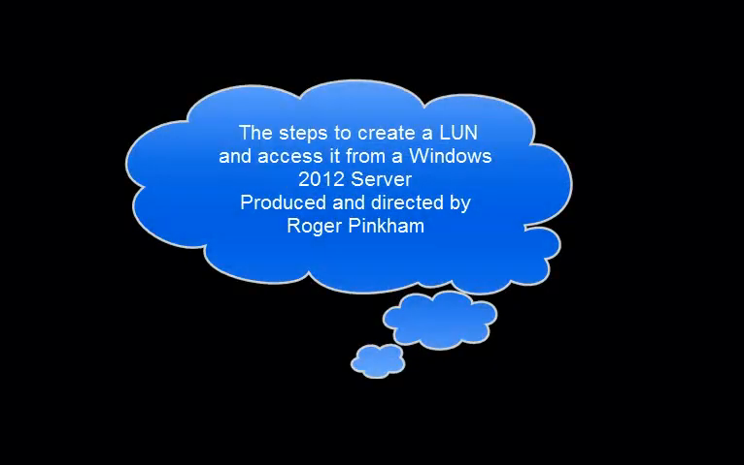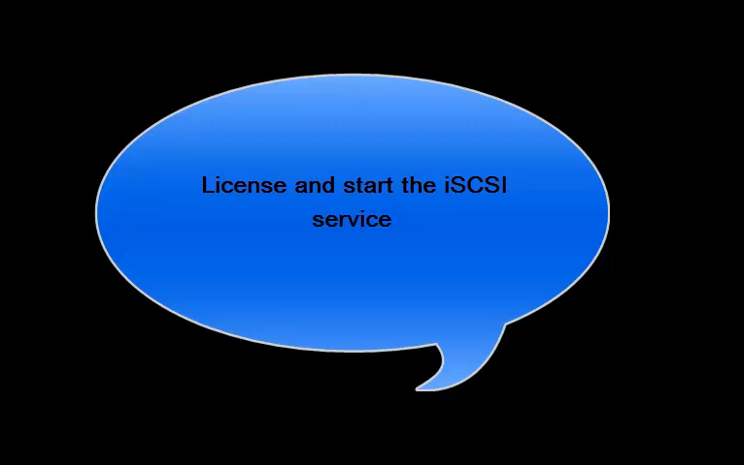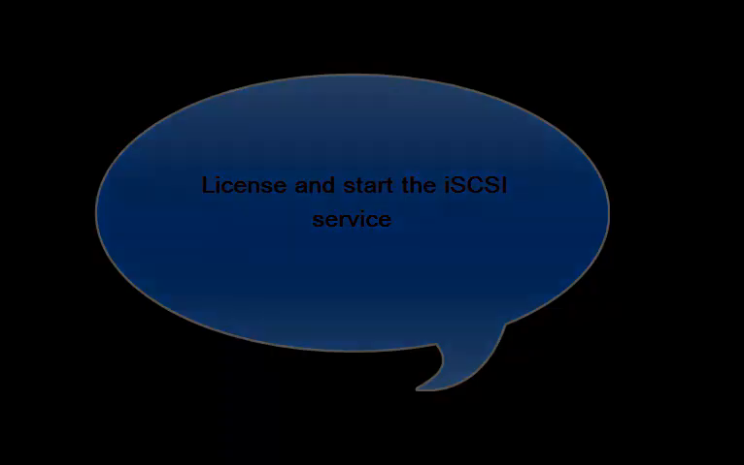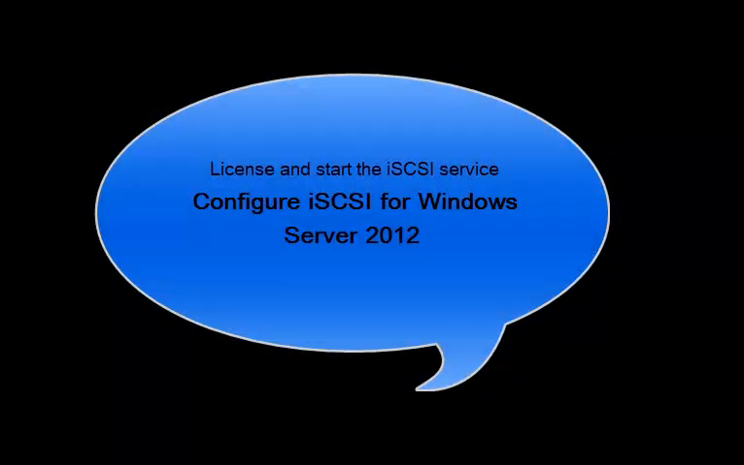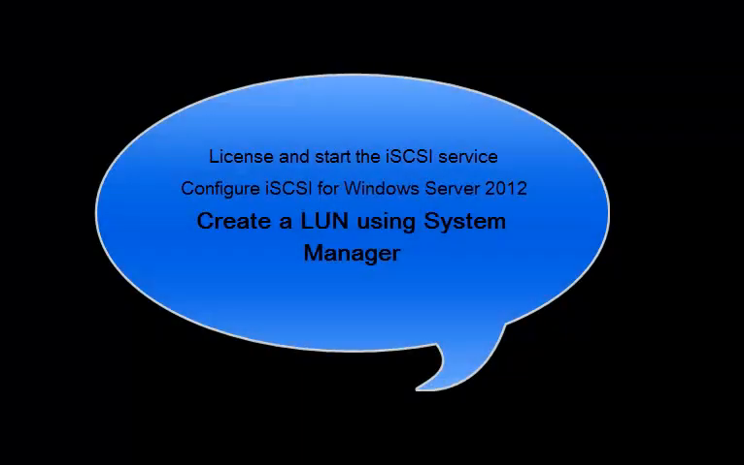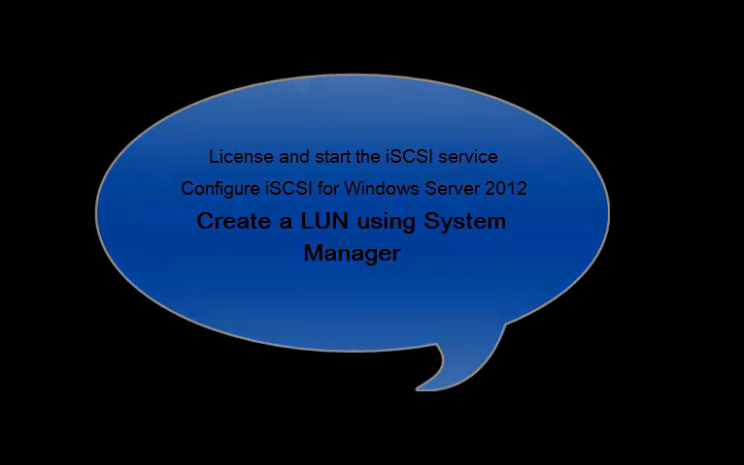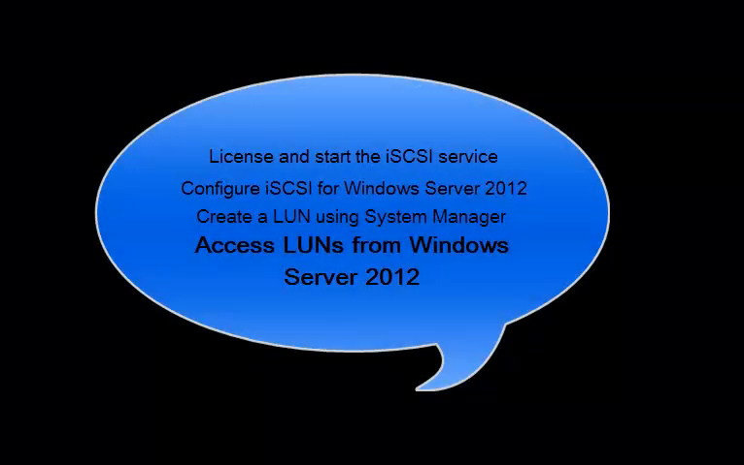Today we are going to configure a block of network storage and make it available to a host using iSCSI. First, we will start and license the iSCSI service. We will then configure iSCSI for Windows 2012. Then we will create a LUN using NetApp System Manager, and finally access that LUN from the Windows Server 2012.